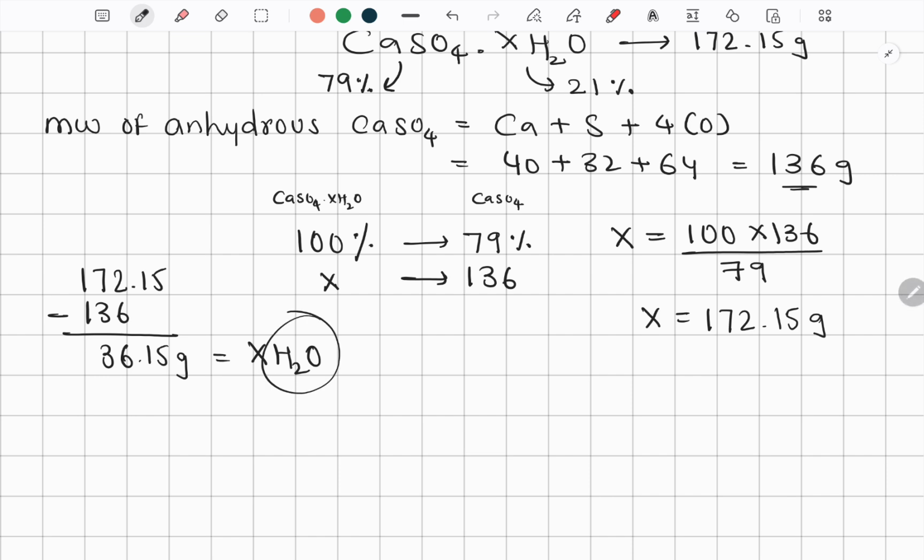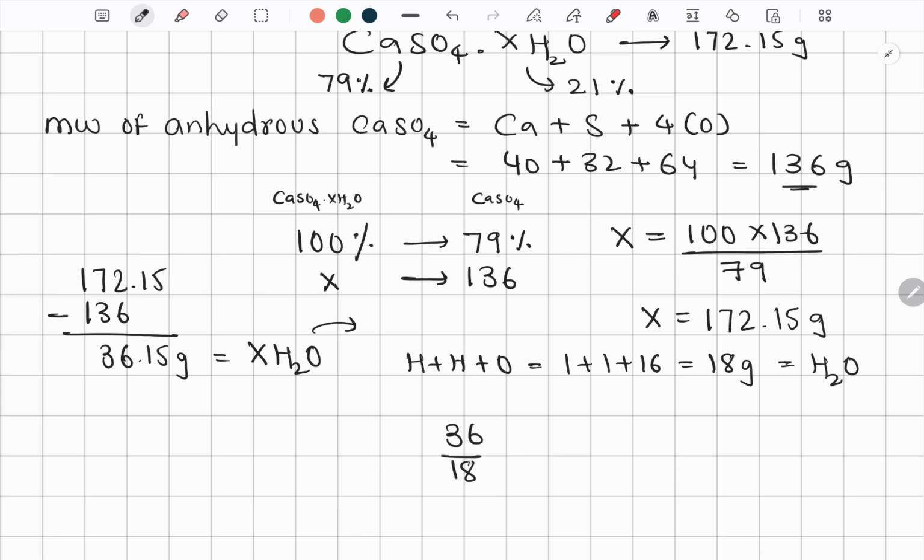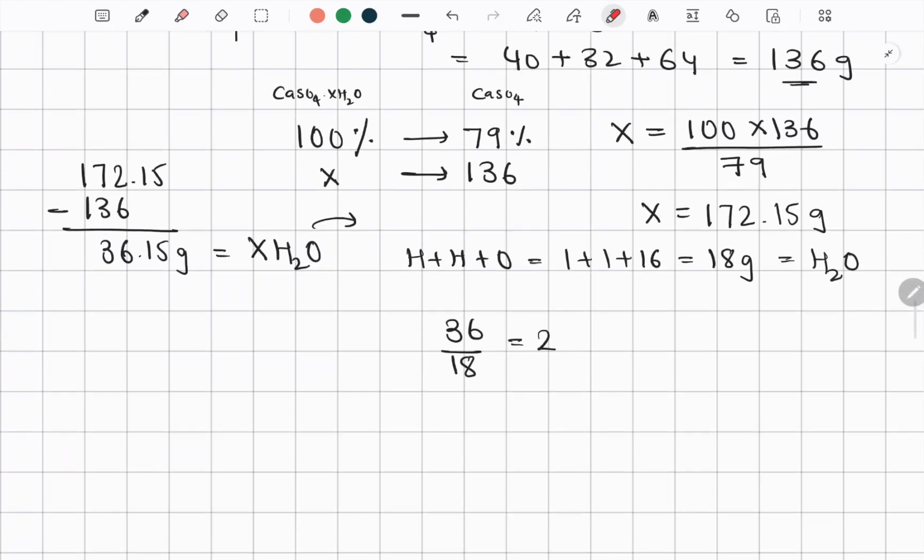Now we all know that the weight of the water is 18. How? 1 hydrogen plus 1 hydrogen plus 1 oxygen, that is 1 plus 1 plus 16, is nothing but 18 gram. So the weight of one water molecule is 18. Okay, so if I divide 36 by 18, I get the answer is equal to 2, and this is nothing but the value of my x.